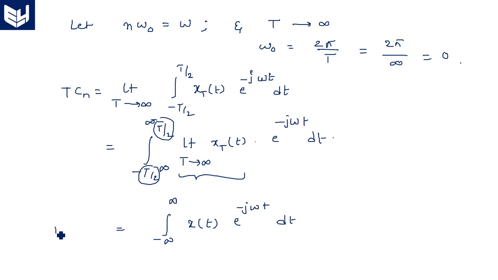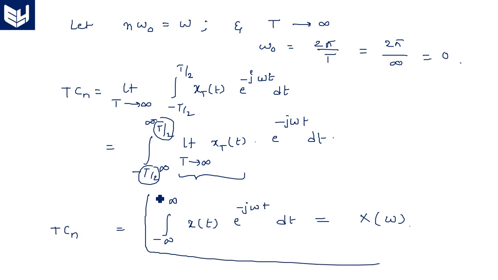This is actually T into cn we have started with, and this is now equal to, we are taking it as the Fourier transform of the given signal x of t. So this is X of omega. So what is X of omega? Fourier transform of the given signal x of t, a non-periodic signal. So this is what x of t is, and this is the Fourier transform of the given signal.